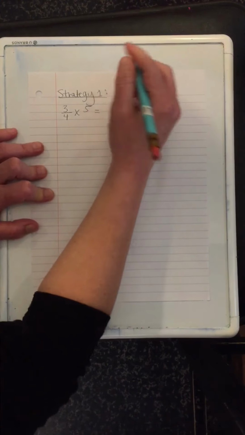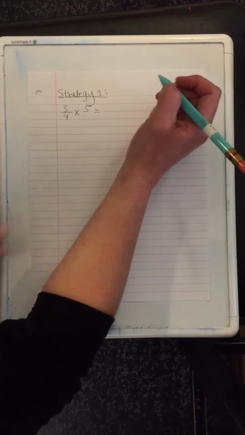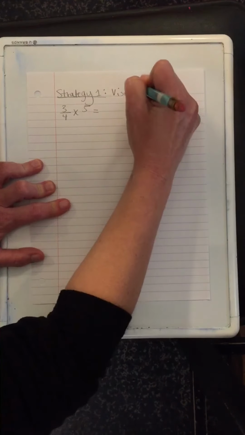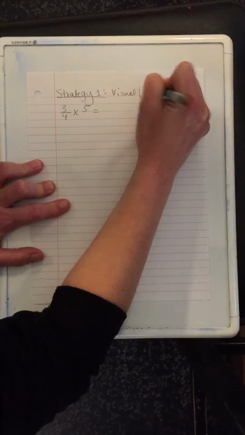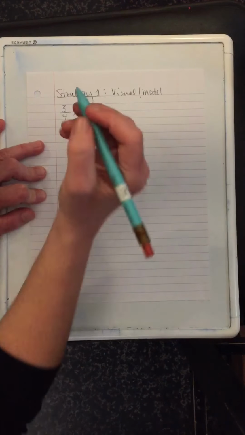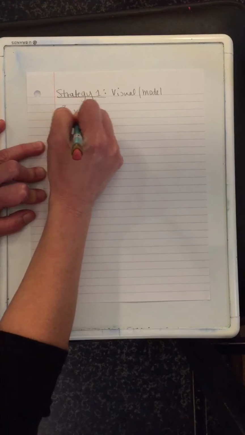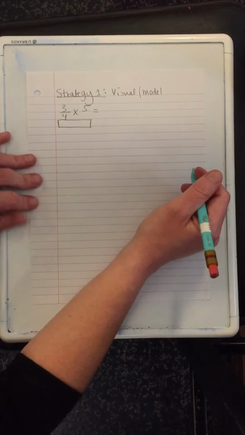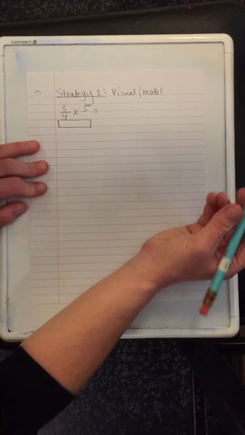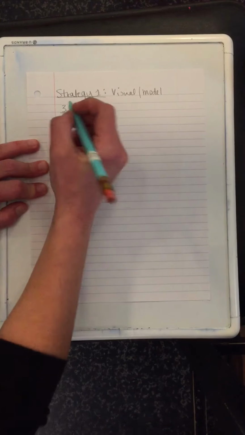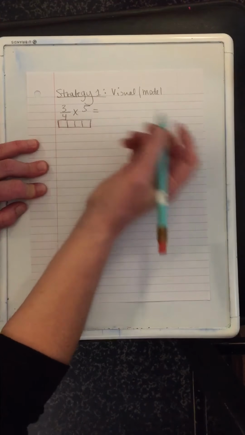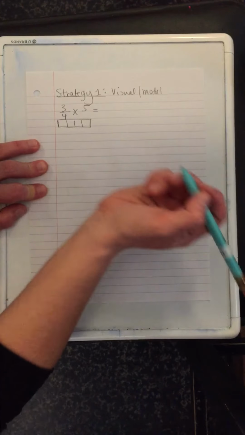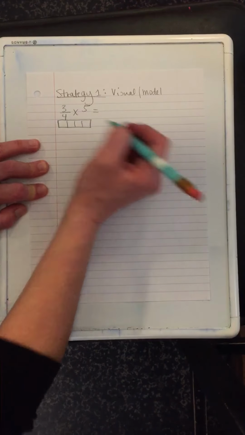The first strategy that we're going to do is actually our visual, or our model. So basically we're going to draw a picture, okay? We're going to take a whole and we're going to cut it into how many pieces? That's correct. The denominator tells us how many pieces, so we're going to cut our whole into 4 pieces. So 3 lines creates 4 pieces. I know they're not perfect, it's fine. So we're going to shade in 3 of the 4.